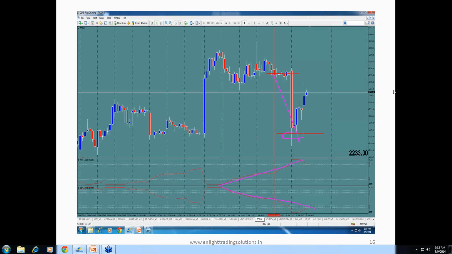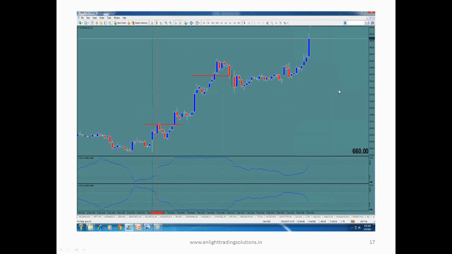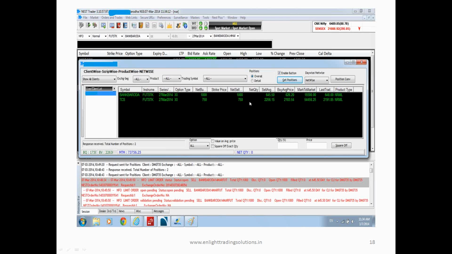Okay, how much we got? So we'll show you that. So TCS we got 54,156. We bought 750 quantities. 54,456. I think we bought 6 lots. Okay, another trade.